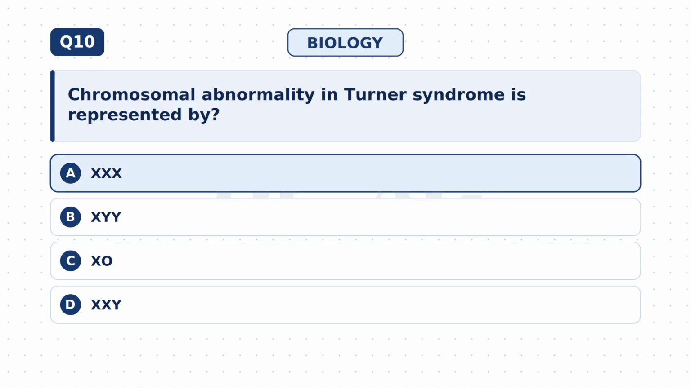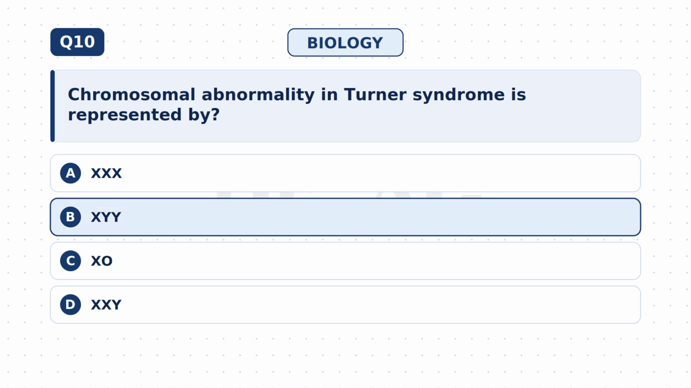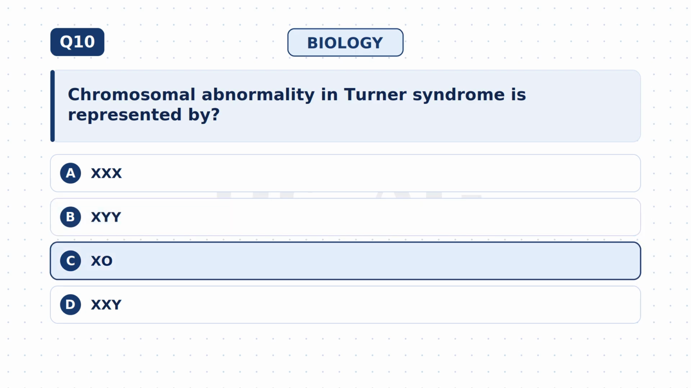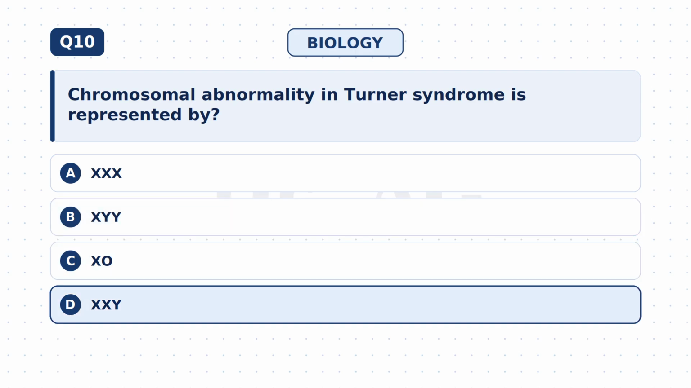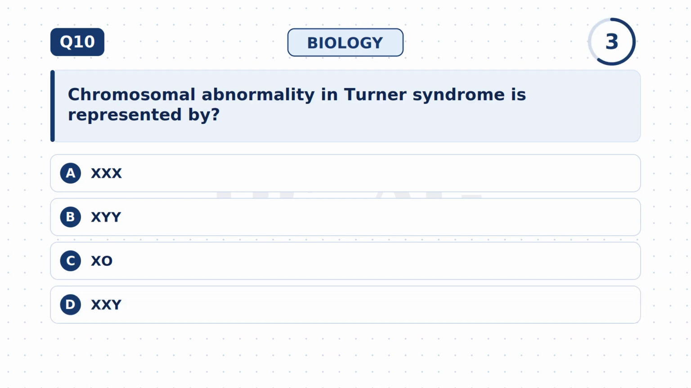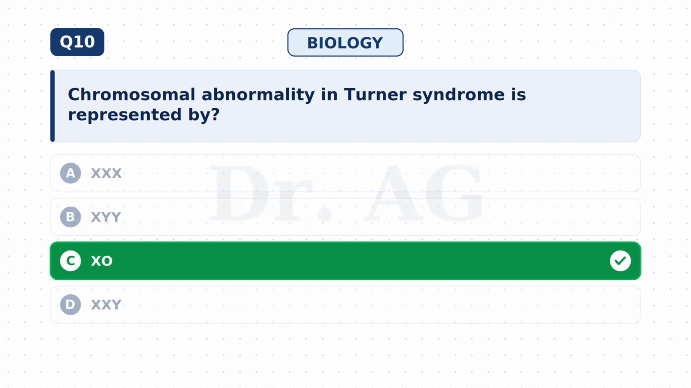Question 10. Chromosomal abnormality in Turner syndrome is represented by Option A. XXX. Option B. XYY. Option C. XO. Option D. XXY. The correct answer is C, XO.